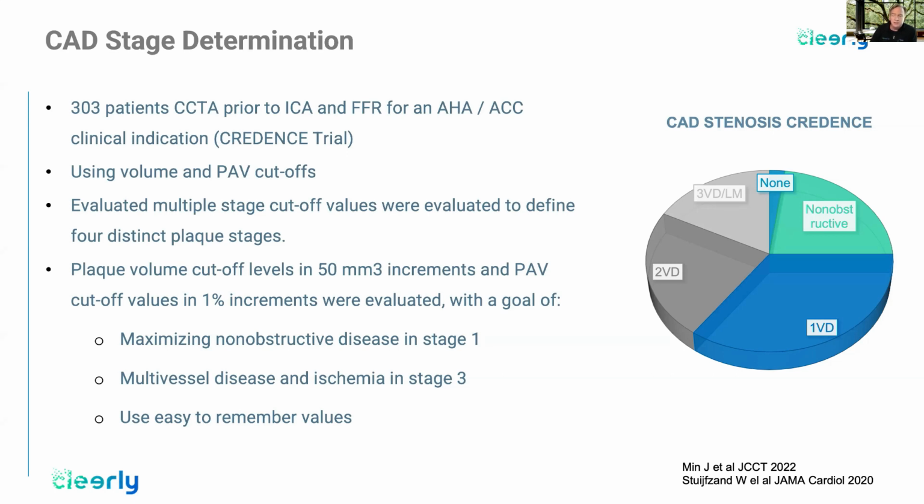And most of these patients had 3-vessel FFR performed, so they also knew the presence and extent of ischemia. So using this data, we tried to determine a plaque staging system in which, aside from stage 0, which had no atherosclerosis, the mildest cases of non-obstructive disease were in the first stage, and the most significantly ill patients, the patients with the most ischemia and stenoses, went to stage number 3.